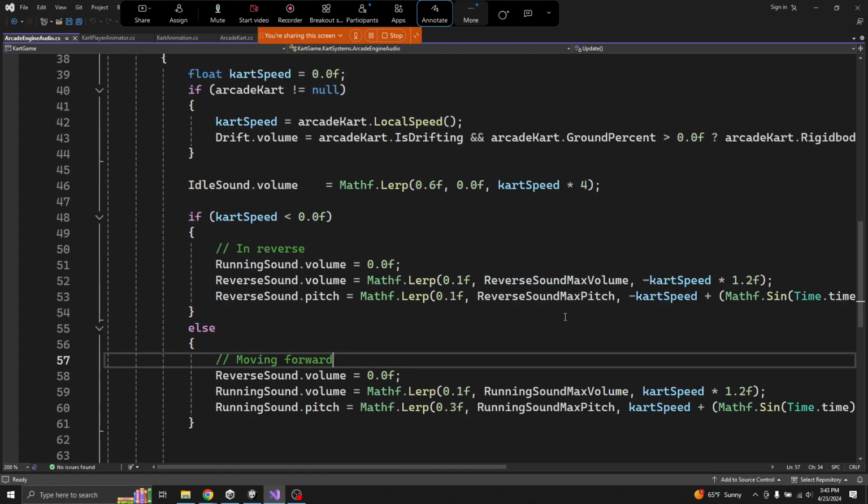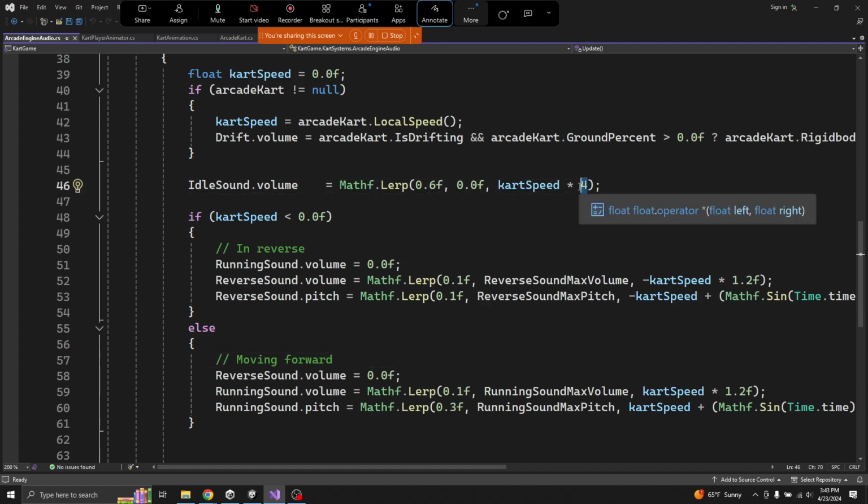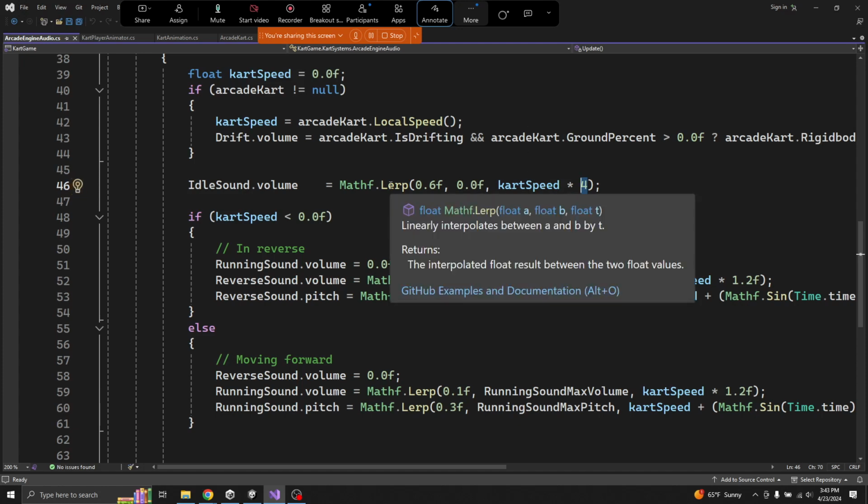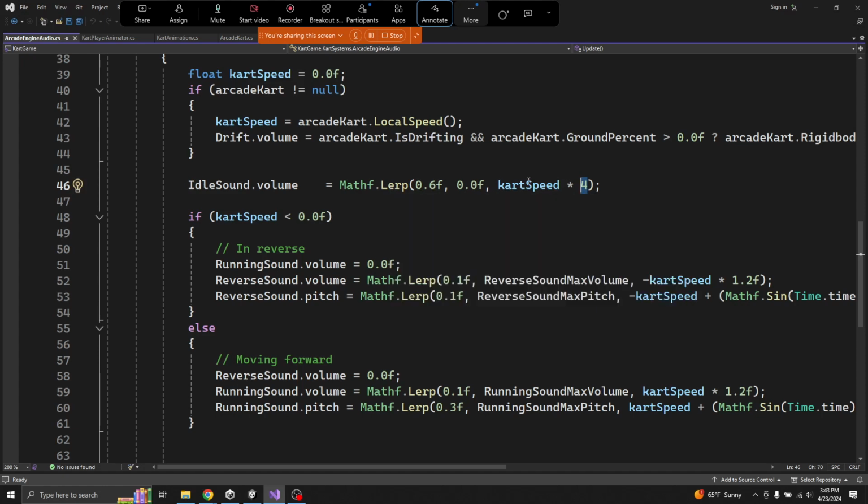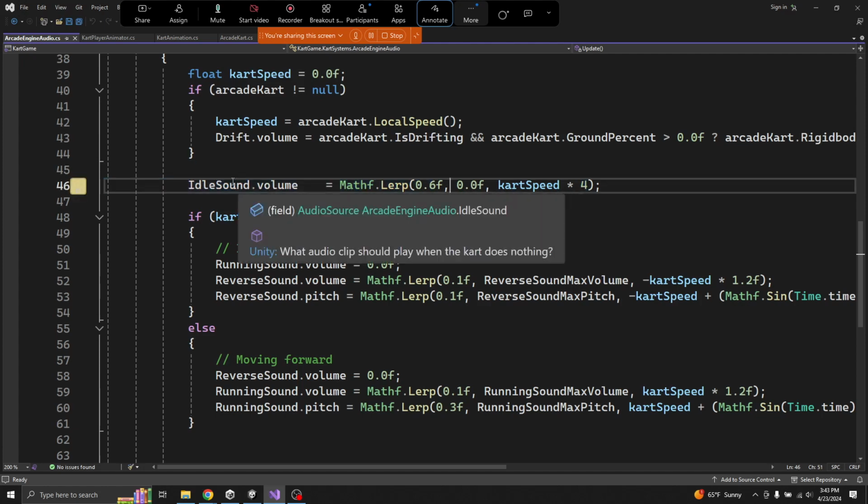So let's see, all right, we got a few more minutes. So Mathf.Lerp. Go from 0.6 to 0 based on our cart speed times 4. Okay. So this cart speed, as I said, is going to be between 0 and 1. And lerping is usually 0 to 1. I don't know why they're going past, because it breaks at 0. But basically, they're ramping up faster. So we're going to go from 0.6. Oh, the idle sound. I see.